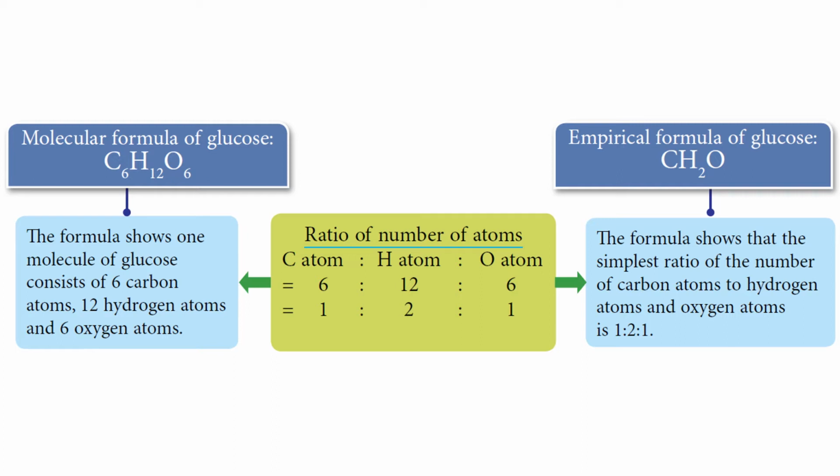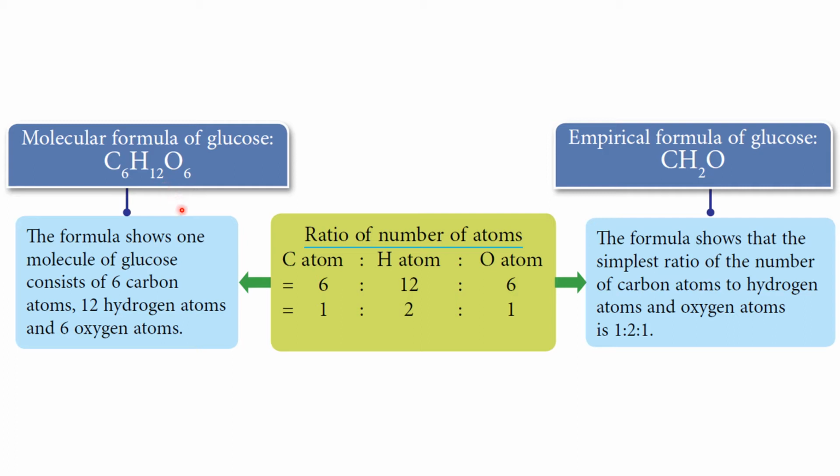This is the example of glucose, which consists of 2 formulas. The first one is molecular formula, which is C6H12O6. If we write this in ratio form, we divide the atoms by carbon, hydrogen and oxygen. So you will have 6 atoms of carbon, 12 atoms of hydrogen and 6 atoms of oxygen. So the first row is the molecular formula, C6H12O6. This is the actual number.